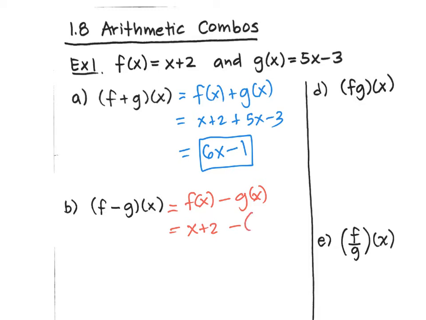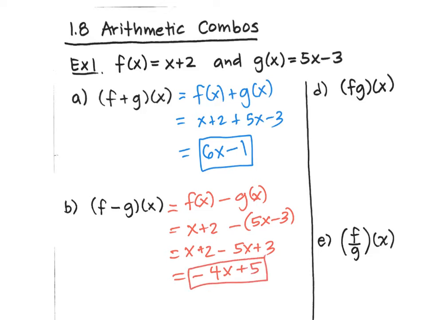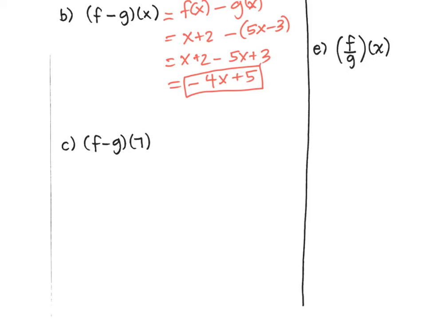Since I'm subtracting the entire g of x, make sure you use parentheses. Otherwise, your signs will be off because you are subtracting the entire g of x. And then I'm just going to simplify the expression. My answer should be in terms of x because x is still written in the expression I'm trying to define. Is that negative 4x plus 5? Okay, so f minus g of x is equal to negative 4x plus 5.